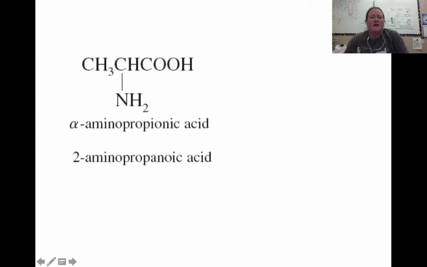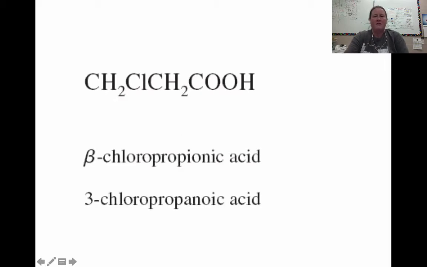So here's another example. We have a 1, 2, 3 carbon carboxylic acid. On the second carbon we have an amino group, and 2 options are, we could call it alpha amino propionic acid, which is the common name, or 2 amino propanoic acid.